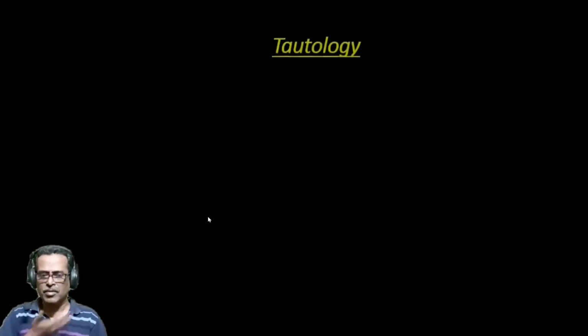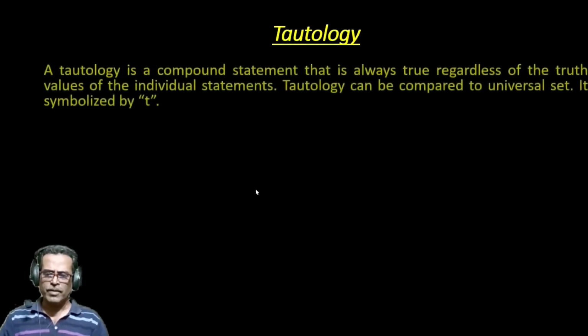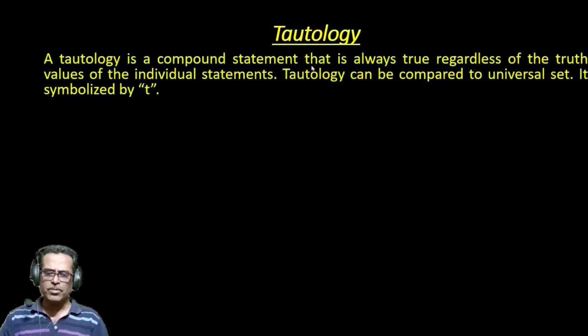Next, tautology. Tautology can be compared with the universal set in the case of sets. Tautology never depends on the truth values of atomic statements. It is always true. A tautology is a compound statement that is always true regardless of the truth values of the individual statements.